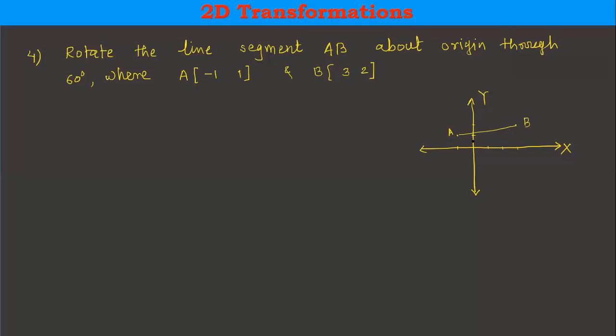So segment AB is given on the XY plane, and we have to rotate it about the origin. About the origin means the intersecting point of the x-axis and y-axis. So about that origin, we have to rotate this line segment AB through 60 degree. Now, we already solved some examples of this type, so the same type of example we are going to solve. First we have to write the position matrix of the given object. What is the given object in this example? The segment AB is the object. So we have to write the position matrix of the segment AB.